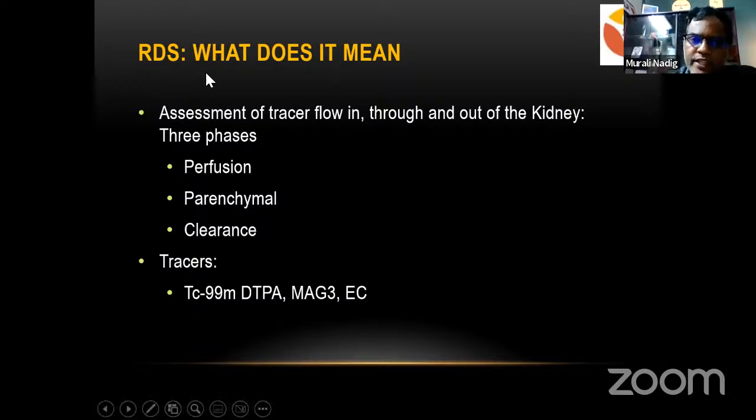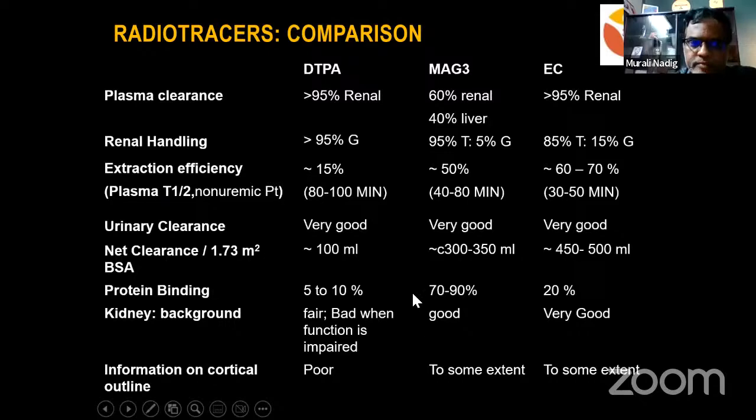So basically, what does renal dynamic scan mean? It means assessment of tracer flow in, through, and out of the kidney. There are three phases: perfusion phase, parenchymal phase, and clearance phase. The tracers used are technetium-99m DTPA, MAG3, or EC.